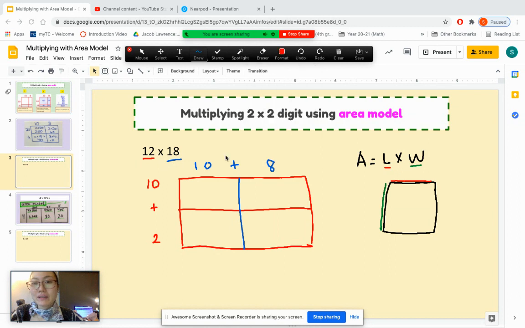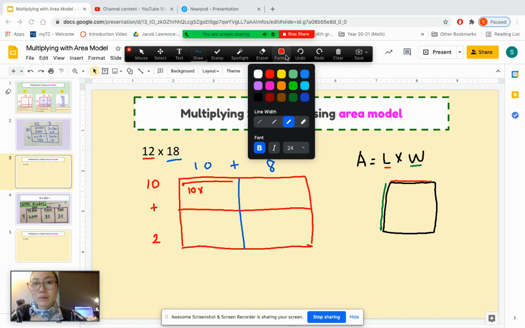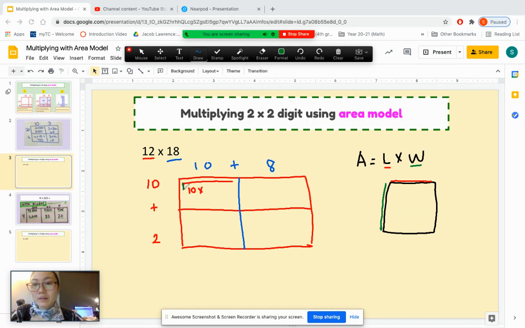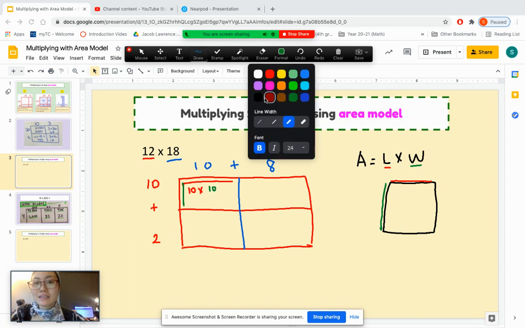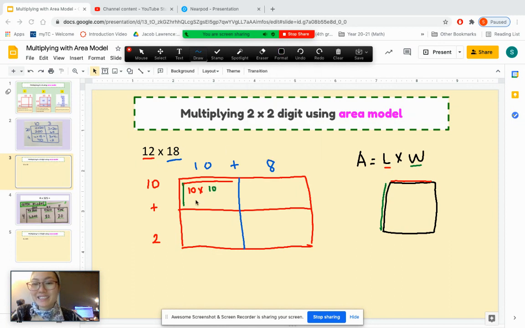Let's see. Our length for the first box here is 10, so 10 times width. I'm looking at my width, which is my side. It is 10. So 10 times 10 will give us, you are right, 100. My area for this small box is 100. We're going to find the rest of it.